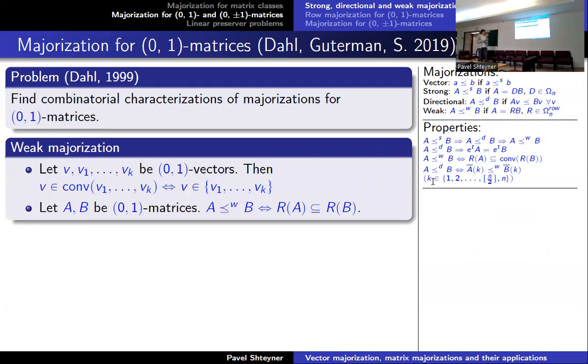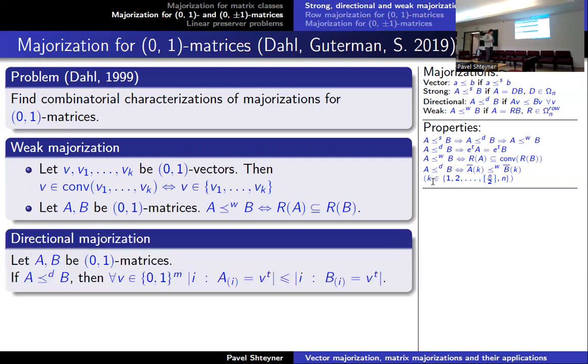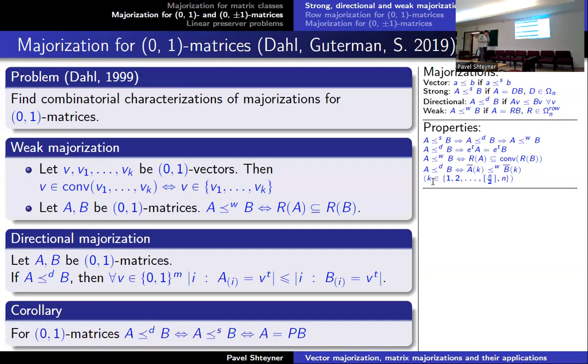Once again, we use this. And we can see that if a 0-1 vector lies in the convex hull of the 0-1 vectors, then it simply is one of them. So for 0-1 matrices with weak majorization, simply note that every row of A lies in the set of rows of B. So here we don't need the convex hull. For directional majorization, using natural methods, you are able to prove that if you take every 0-1 row, this row should occur in A less than or equal times than in B. And since this is true for every possible row, you must have equality. So it turns out that for 0-1 matrices, directional and strong majorization actually coincide.